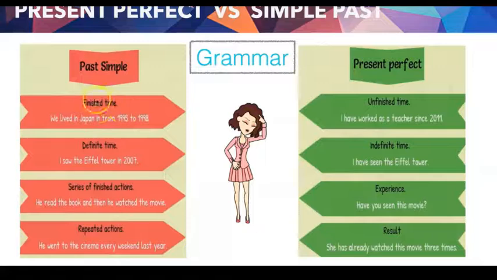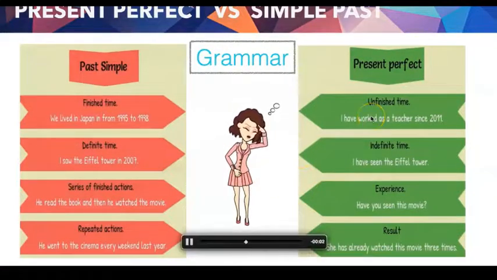Check this out. For finished time, we use simple past in these situations: finished time, definite time, series of finished actions, and repeated actions. We use present perfect for unfinished time, indefinite time, experience, and result. For example, she has already watched this movie 3 times, because you have done this many times. Okay? Do you remember? Yes, I hope that you remember.